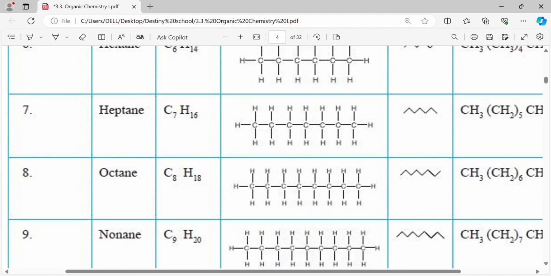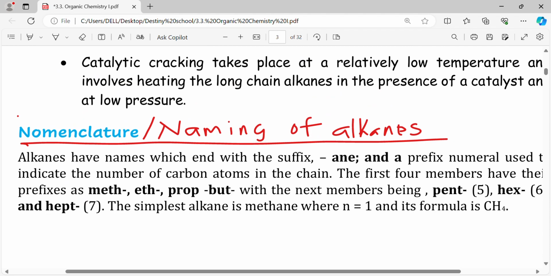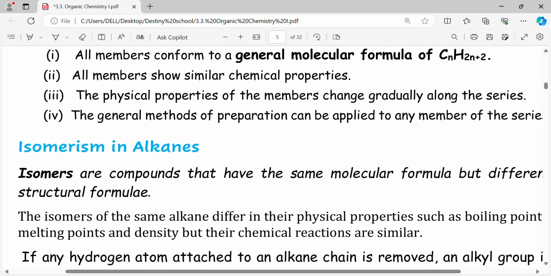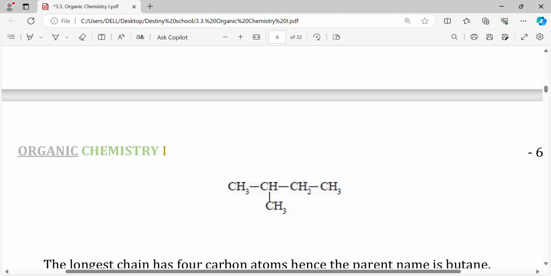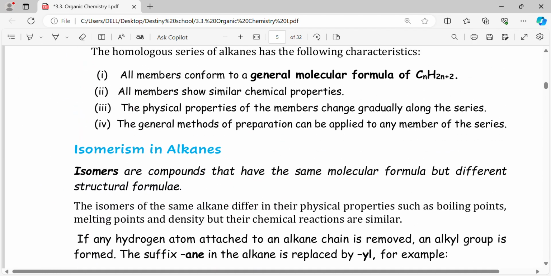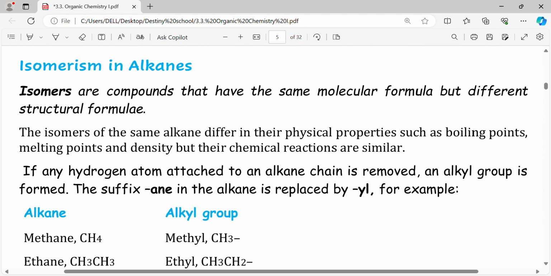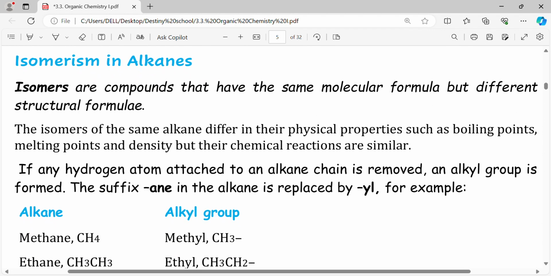Okay, we have not talked about the naming. Were there rules that were written here? Let me see if there are some rules that I was able to write here. No, I did not write the rules. But they are here.